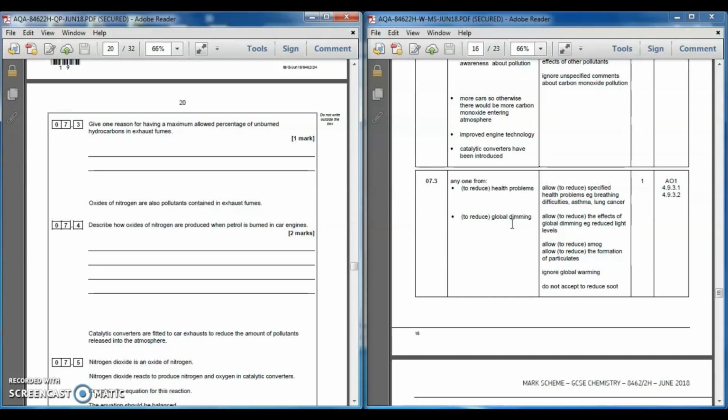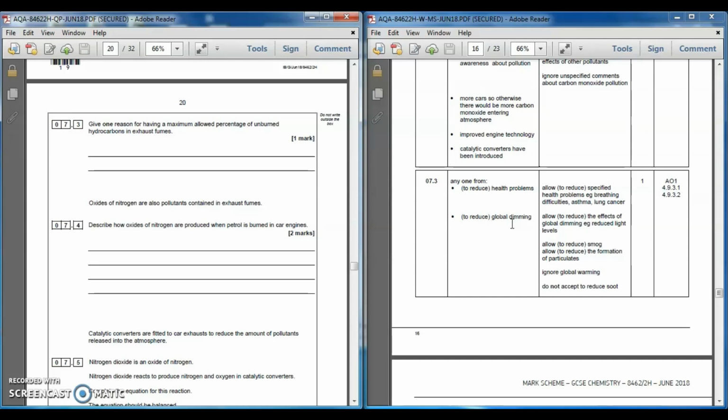So any pollutant in the atmosphere affects how we breathe, so feel free to mention stuff like breathing difficulties and asthma. Now it says health problems, right? These aren't lethal. It's not like a car drives past and people drop dead. So you might feel aggrieved if you didn't get a mark for that. Tough.